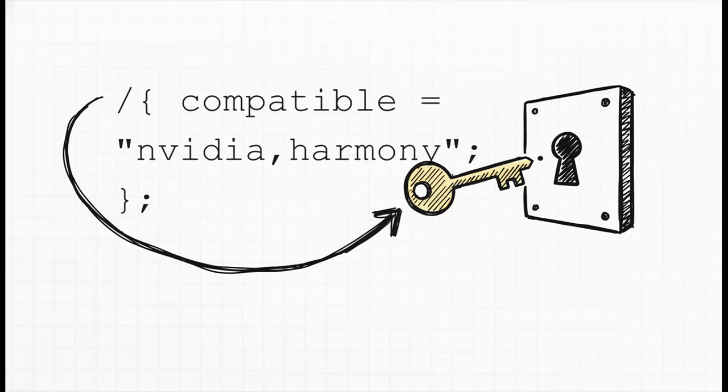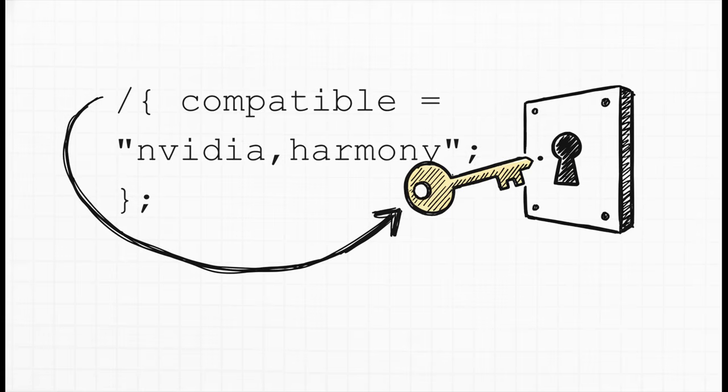Okay, so what does this actually look like in practice? Here's a little snippet from a real-world board. This is from a human-readable file called a device tree source. Now, the real magic here is that line that says compatible. That string tells Linux, hey, I am an NVIDIA Harmony board, and by the way, I'm based on the Tegra 20 chip.